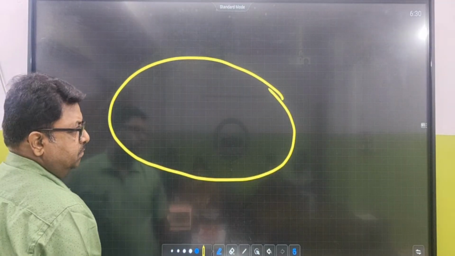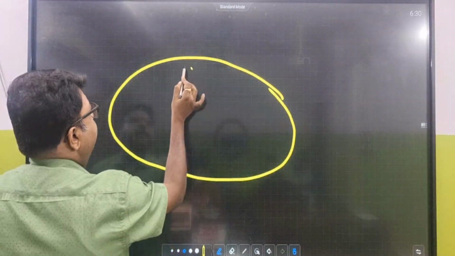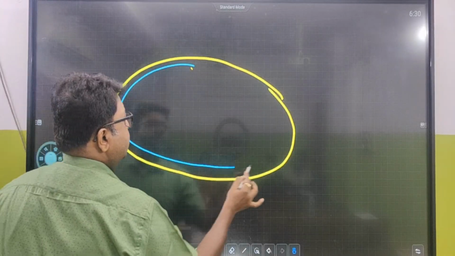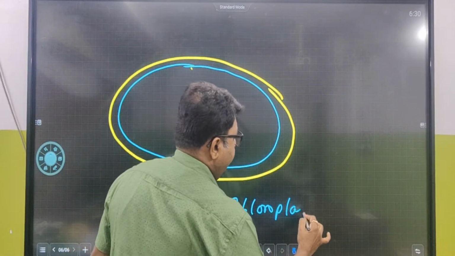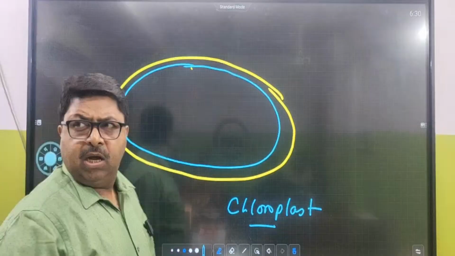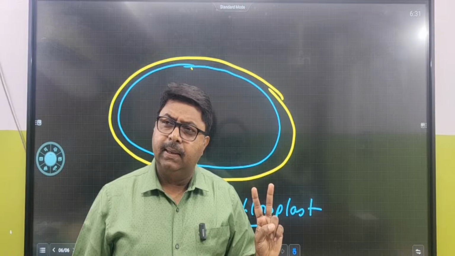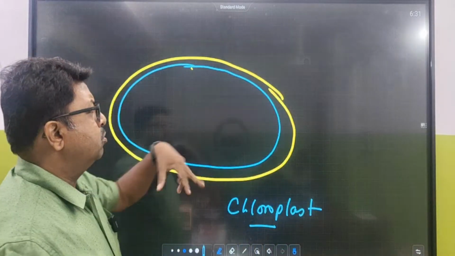Okay, let's make it like this. This is the outer membrane, this is the inner membrane. What are we making right now? Chloroplast, okay? This is the outer membrane, inner membrane. Ankita, name two cell organelles having double membrane. Mitochondria and chloroplast. So this is the outer membrane, this is the inner membrane.